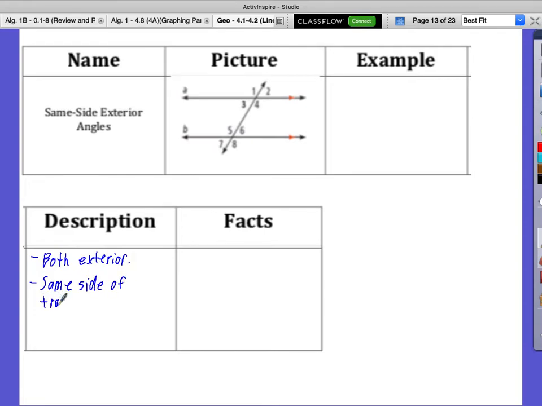I love these names in math because they're just very straightforward. We're saying, oh, what are they? They're exterior and on the same side. So we call them same side exterior angles. I wonder who really thought of that. I don't know, but I appreciate whoever named them.